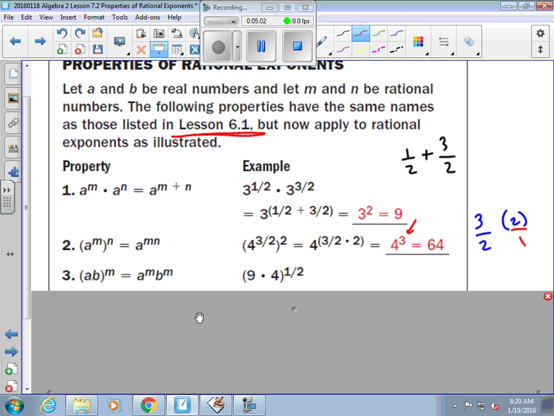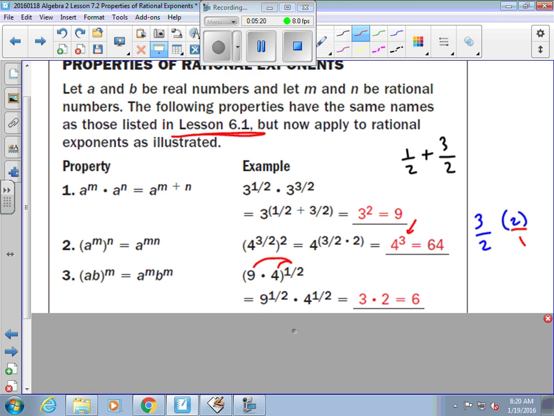So 9 times 4, and again, this one's like the bell work too. Remember we did that one where we did it both ways and it came out to be the same. You give the 1/2 power to both of them, 9 to the 1/2 and 4 to the 1/2. So if you need to, you can do it like this. Okay, 9 to the 1/2 times 4 to the 1/2.